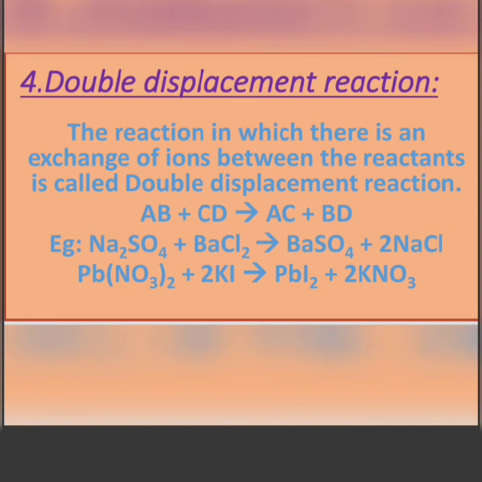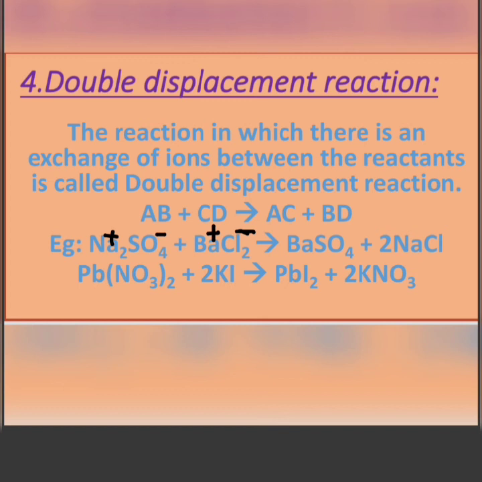The fourth and last type of reaction is known as double displacement reaction. Now what happens in this reaction is that there is basically an exchange of ions between the reactants. Like here you can see I have given two examples: Na2SO4 plus BaCl2. So these two are the reactants. You know very well that Na is positively charged and SO4, sulfate, is negatively charged. Similarly, in BaCl2 also barium is positively charged and chlorine is negatively charged.